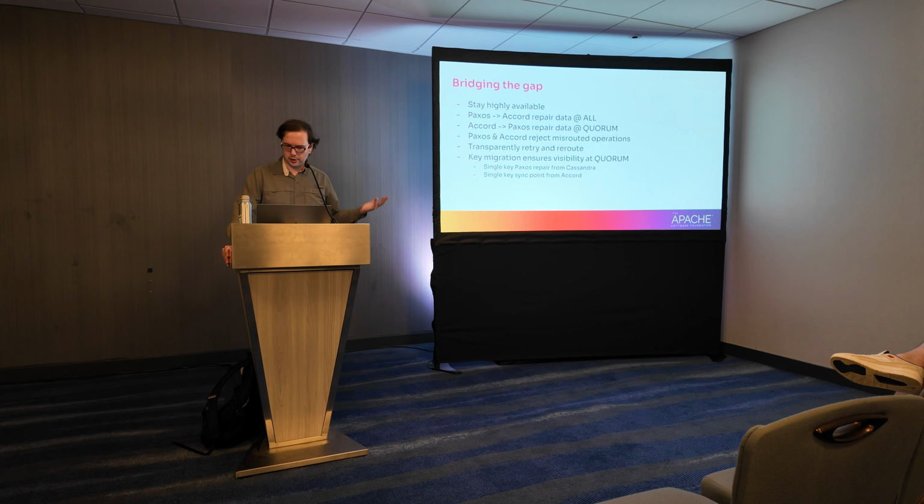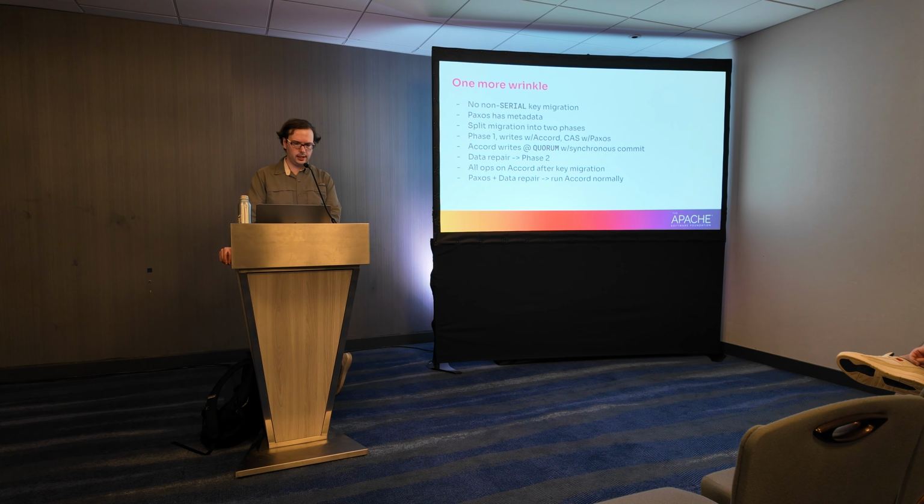And then there's key migration, which I talked about in the previous session, which helps ensure visibility at quorum. And again, key migration has to be highly available, right? Key migration is what we do before an individual transaction, when we know I'm going to operate on one key, in Accord's case, n keys, and we want to make sure that any unresolved Paxos transactions are visible. So there's a single key Paxos repair for Cassandra, and there's a single key sync point from Accord. And so those are the primitives we're going to use to bridge this gap. And now we go into, okay, how do we bridge it?